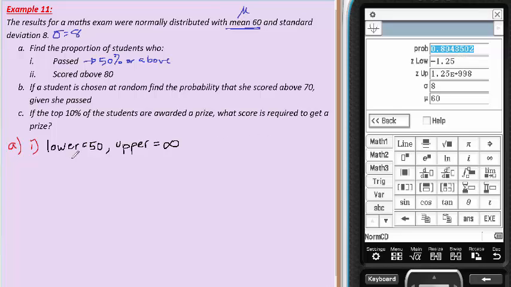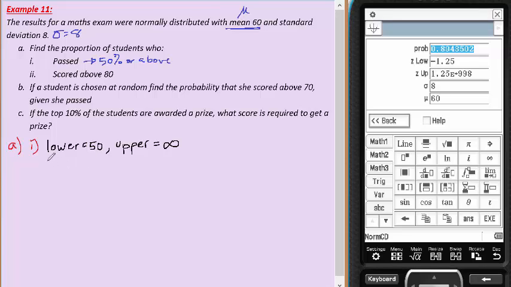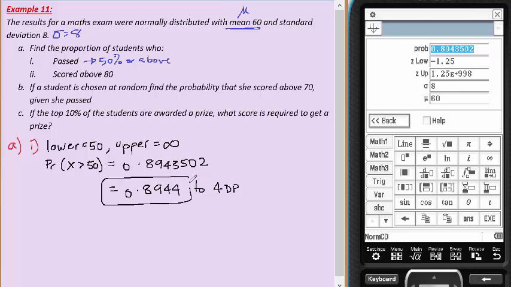And we can find that 89.435% of people passed. So what I'm going to say here is the probability that x is greater than 50 equals 0.894350. And then what I would normally write is, and remember a lot of these questions are asking to 4 decimal places, so I'd write 0.8944 to 4 decimal places. So then we can see that I've read the question and I've answered it appropriately.